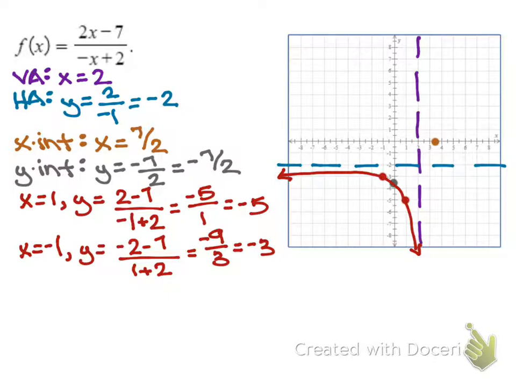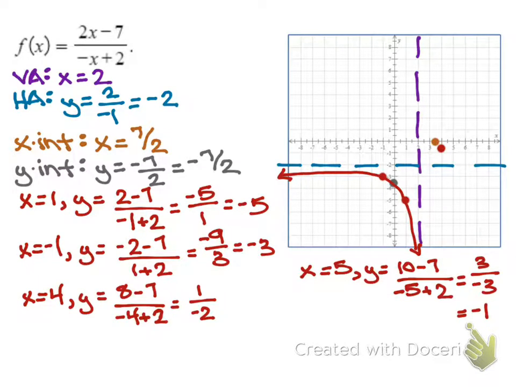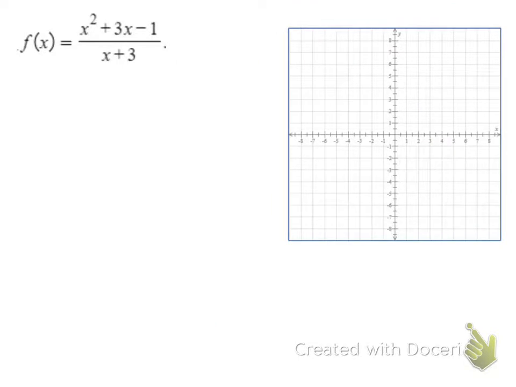Looking at a couple of points on the right-hand side, let's check and see what happens when x is a positive 4. When x is 4, y is negative 1/2. And then let's go ahead and put one more in at x equals 5. When x equals 5, y is negative 1. And we know that this side will do that. Remember, we'll get closer and closer to those asymptotes without touching them. Last one.